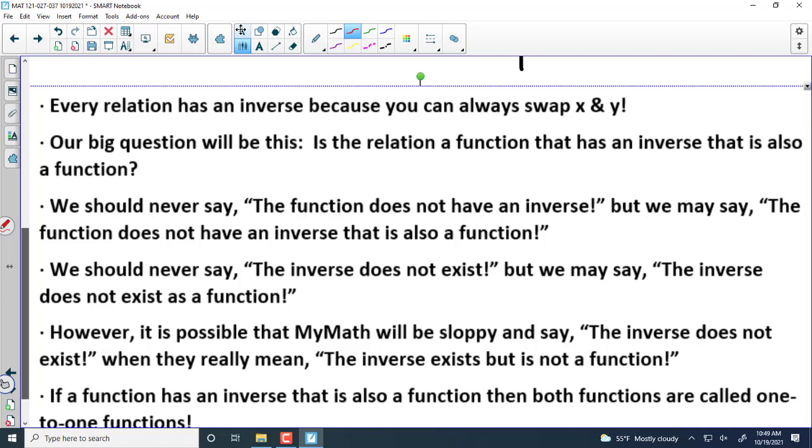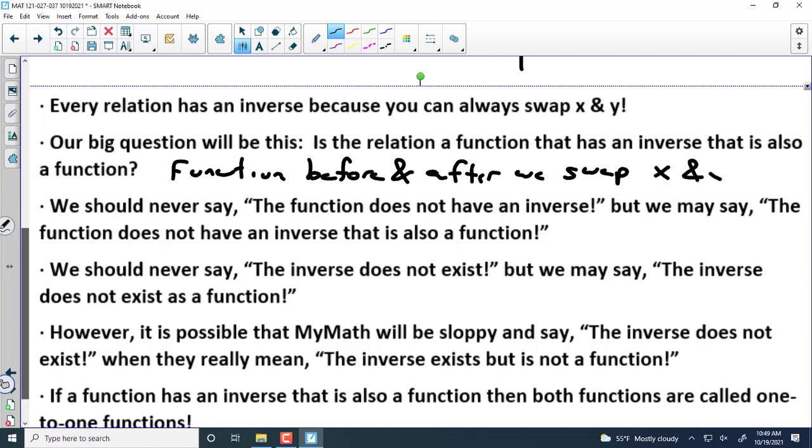Our big question is going to be this: is the relation a function that has an inverse that is also a function? We are concerned with functions. So what we want is a function before and after we swap x and y. We want it to be a function when we get to it, and we want it to still be a function when we're done.